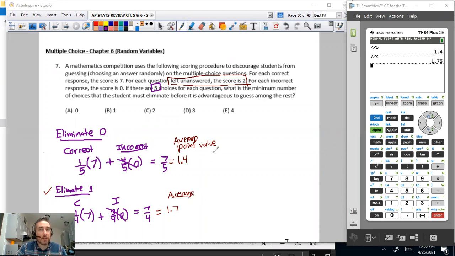Is that better than not answering? No, because it's still less than 2. So we have to keep going, right? Go through this process and keep eliminating 1 more and see which one is going to give you an average point value that's at least 2. Then it's going to be more advantageous to do that technique than to leave it blank. Pause the video if you need to.